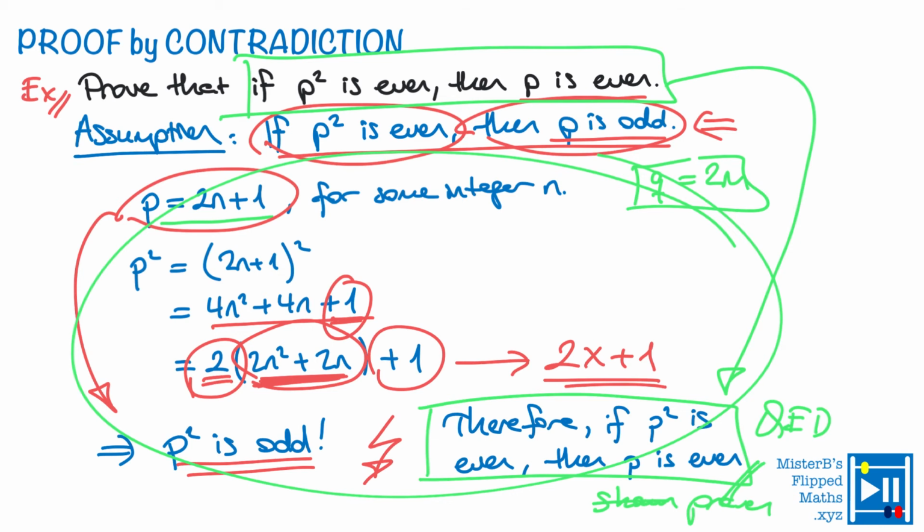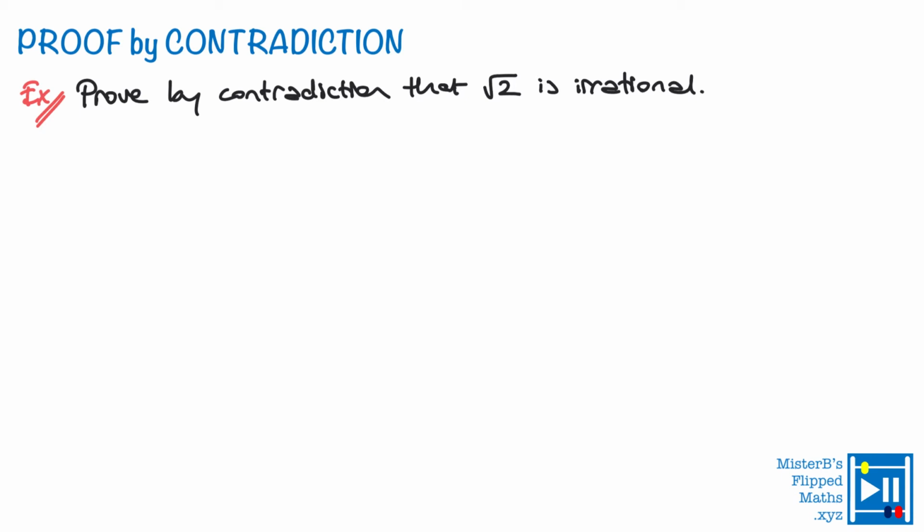Another example: prove by contradiction that root 2 is irrational. Now you may see this and say, duh, I know, but they are saying this because you may come up with proof by counterexample, which we have seen before. That's why they just want to emphasize that you have to use proof by contradiction to prove the statement.